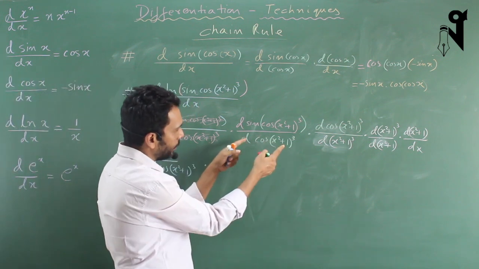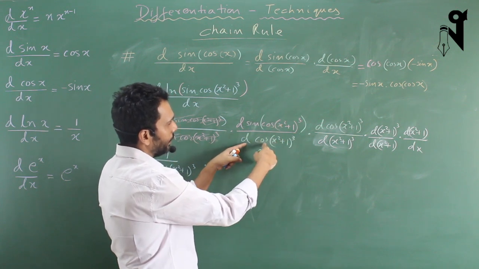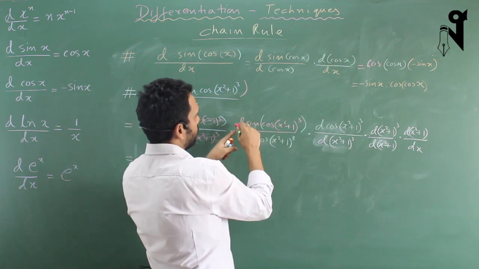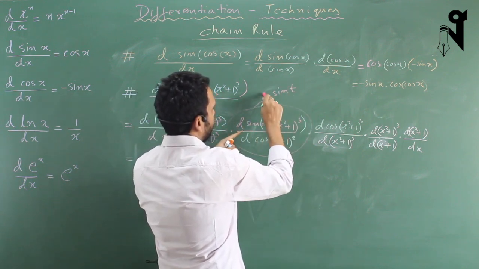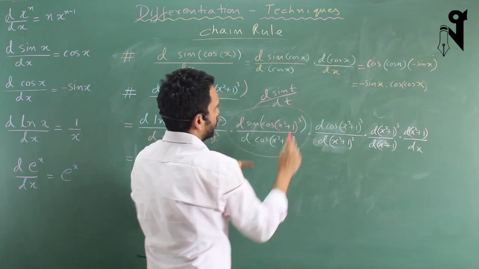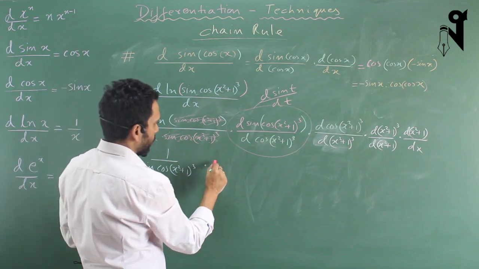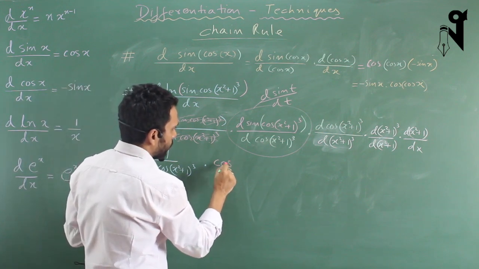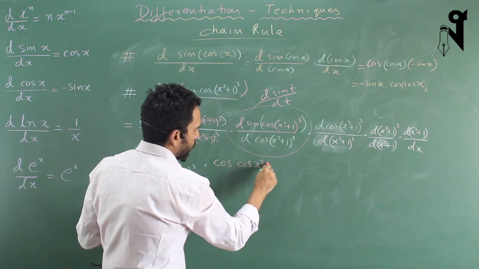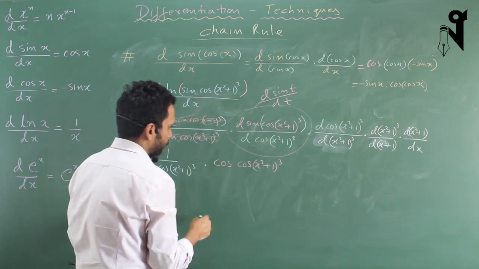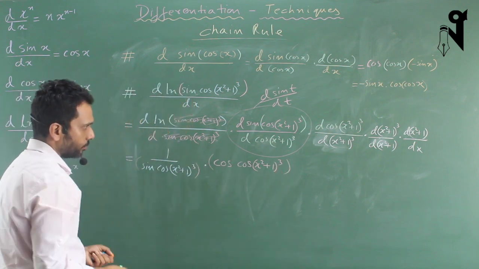It may look all very complicated, but it is very simple. Sine t with respect to t. What is the differentiation of this? In my mind, this looks like d of sine t by dt. Answer is cos t. So answer is cos, and what's that t? That t itself is cos x square plus 1 whole cube. So the next bit is giving me this answer. The first bit gave me this answer.